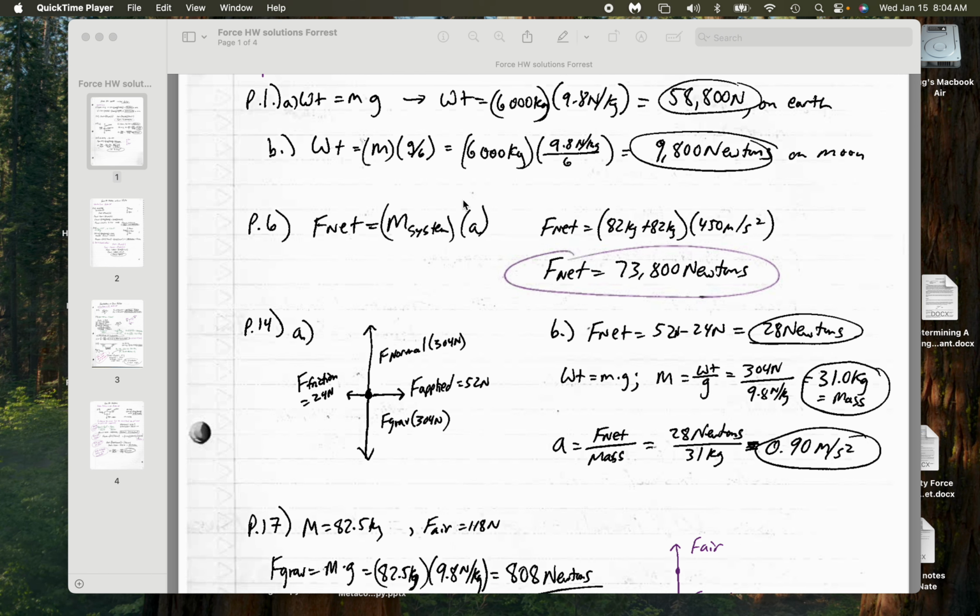For problem 6, in this particular case, it's a really straightforward Newton's second law problem. The key is, in order to figure out the net force, you need the total mass. And the person in the little car he was in had the same mass, so we add those together. So that's 73,800 newtons.